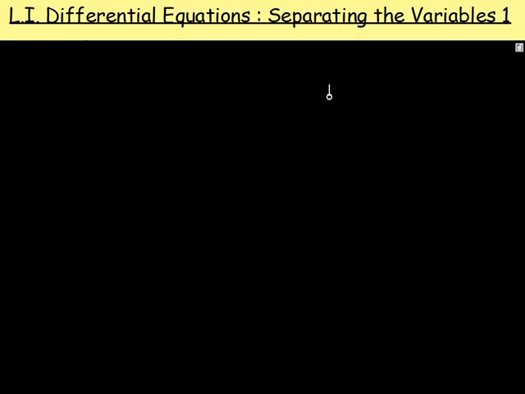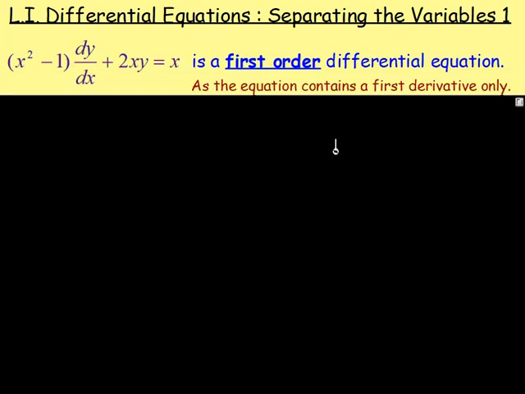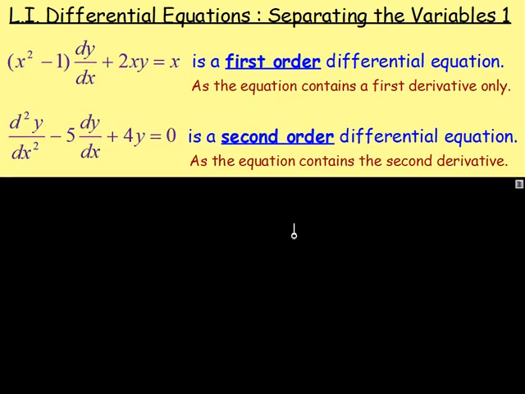So first of all, this whole chapter is looking at differential equations, but what are differential equations? Well, if you have an equation such as x squared take away 1 multiplied by dy by dx, you'll see we have here the first derivative. Because we have an equation with the first derivative, it is known as a first order differential equation. What do you think a second order differential equation would be? You got it! It is an equation where you have the second derivative. So if you had d2y by dx squared take away 5dy by dx plus 4y equals 0, it's got a second derivative, so it's known as a second order differential equation.